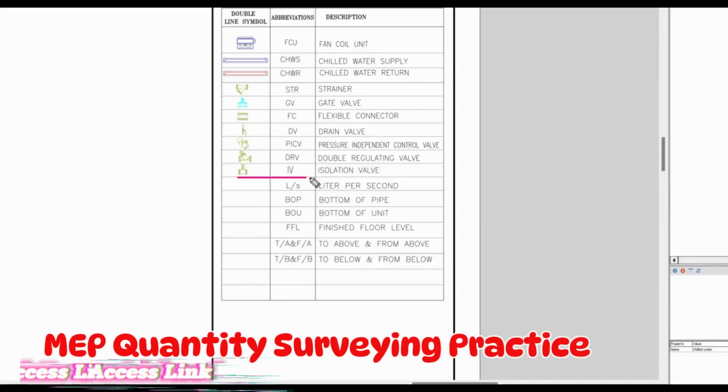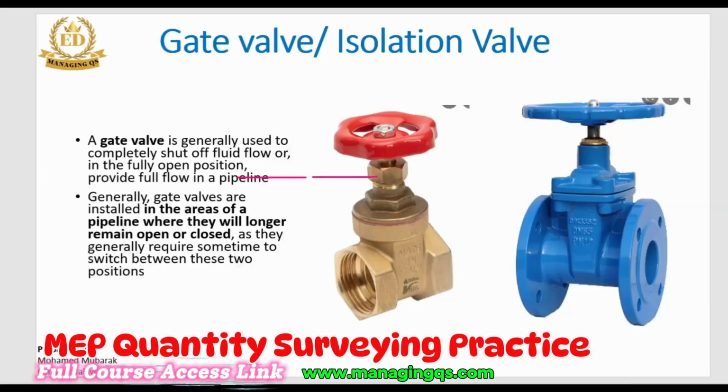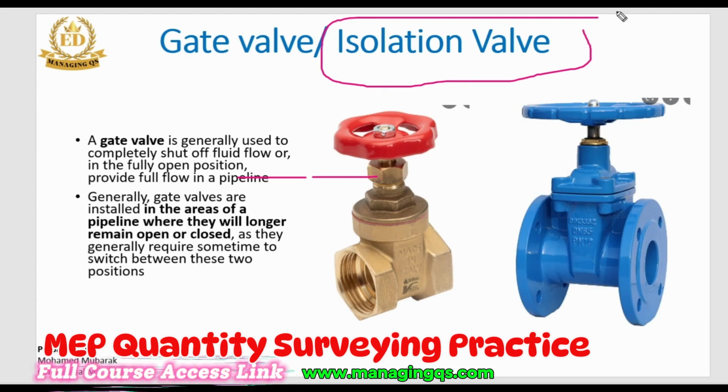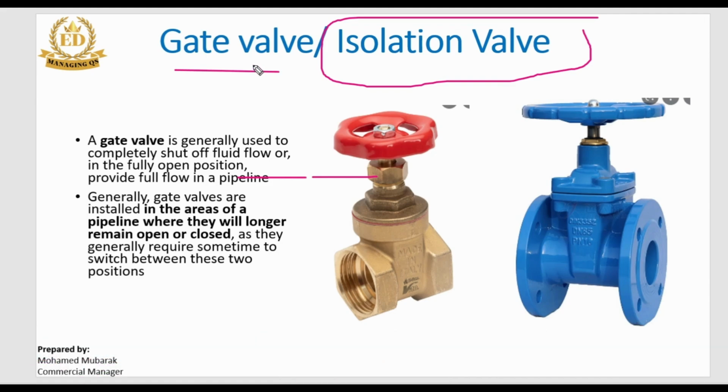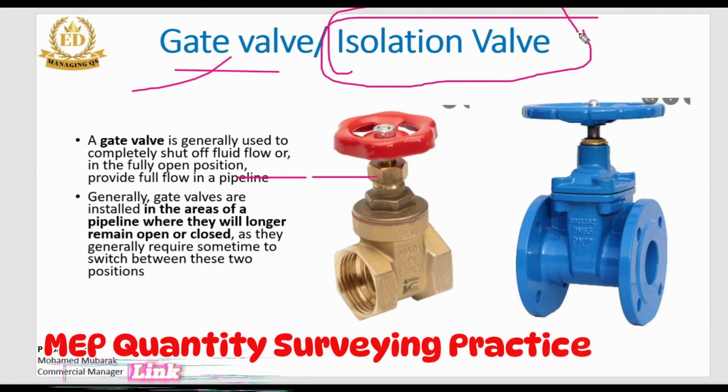The final item is IV, isolation valve. We already discussed the gate valve and the isolation valve. Isolation means the main function is to completely shut off the fluid. But for the gate valve, we can say complete shut off or complete open, so the gate valve has two functions, while the isolation valve has one and only one function: isolation.